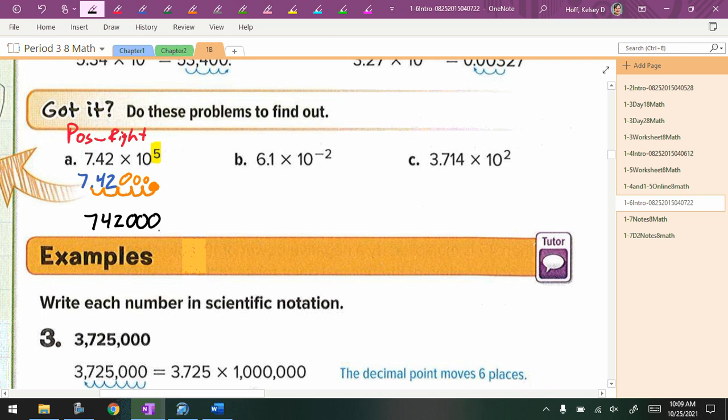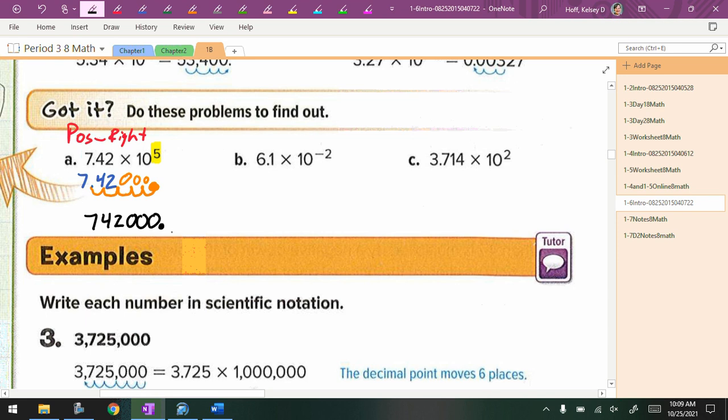At the end on the right. Technically, do I have to put it there? No. Miss Hoff is not worried about commas either. On Alex today, it's going to say, although your answer is correct, you really should have commas. Miss Hoff doesn't worry about commas right now. It's more important that you know where the decimal needs to be.